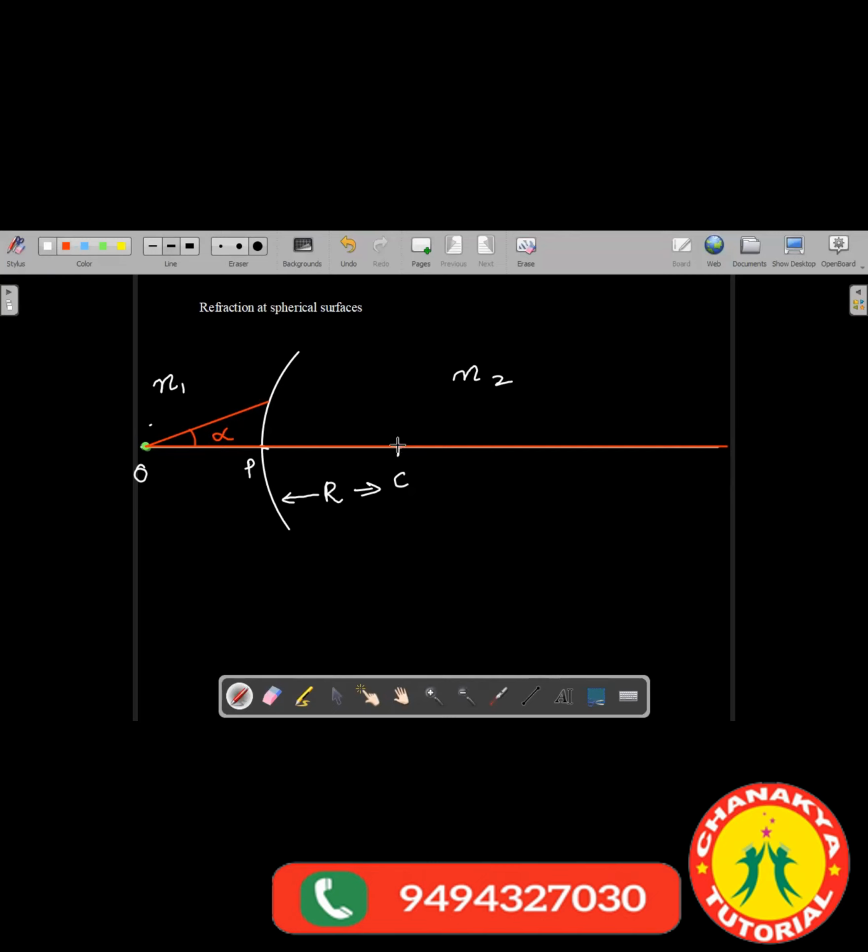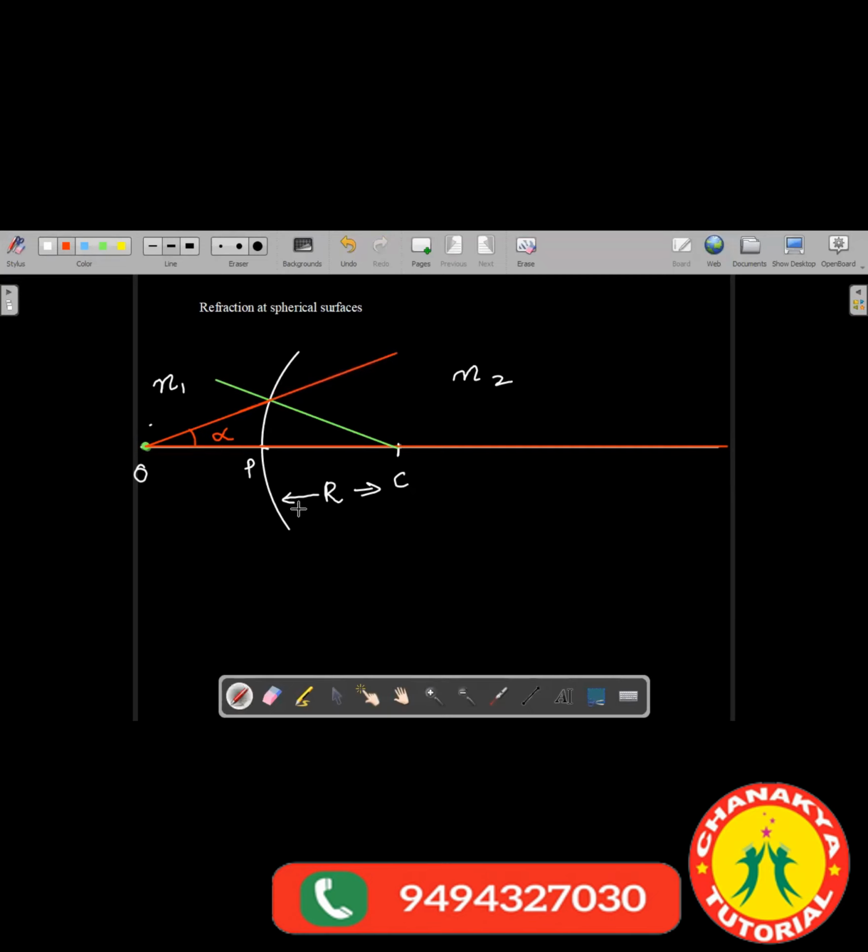So where will it bend? For that we draw our normal. So this is our normal. Let me draw the normal now. From the center of curvature, if you join, this will be the normal to the surface. Now this ray of light was expected to go like this, but it will show some bending.